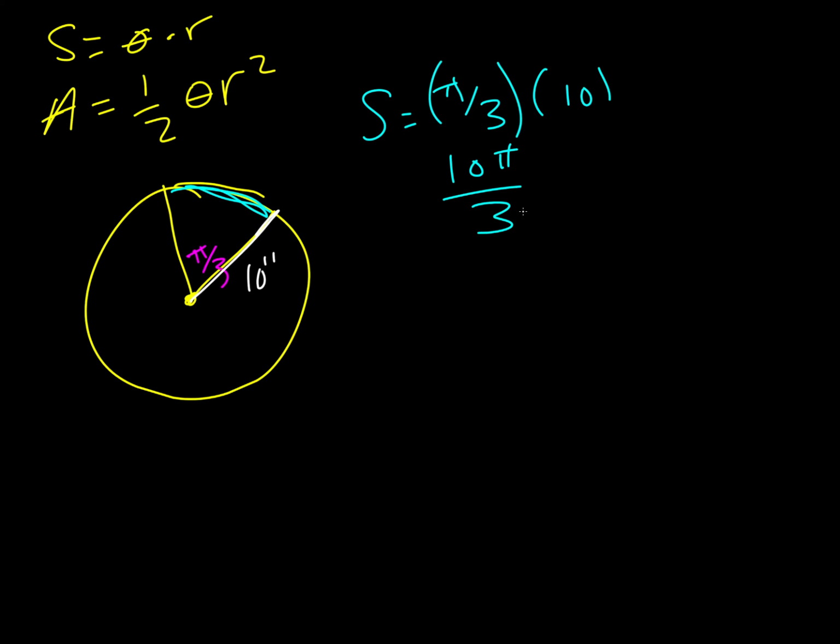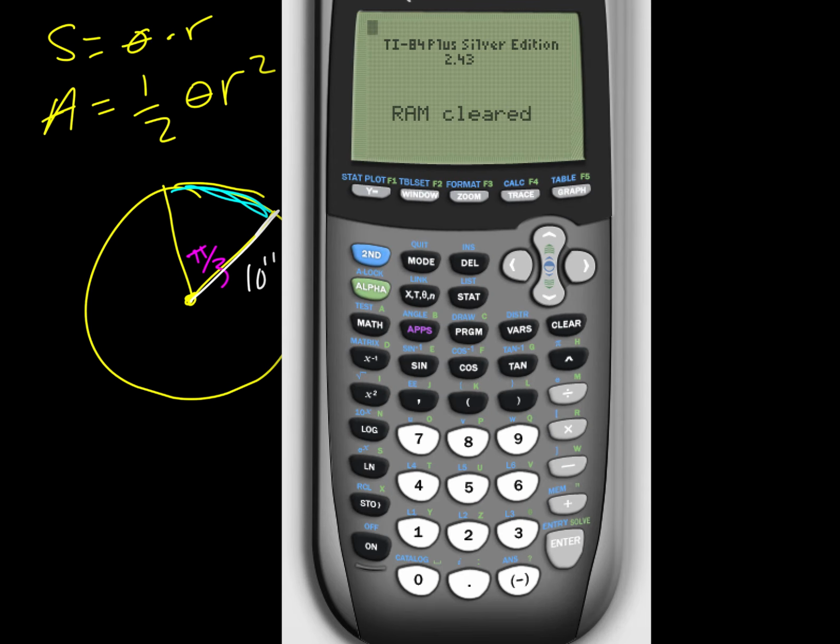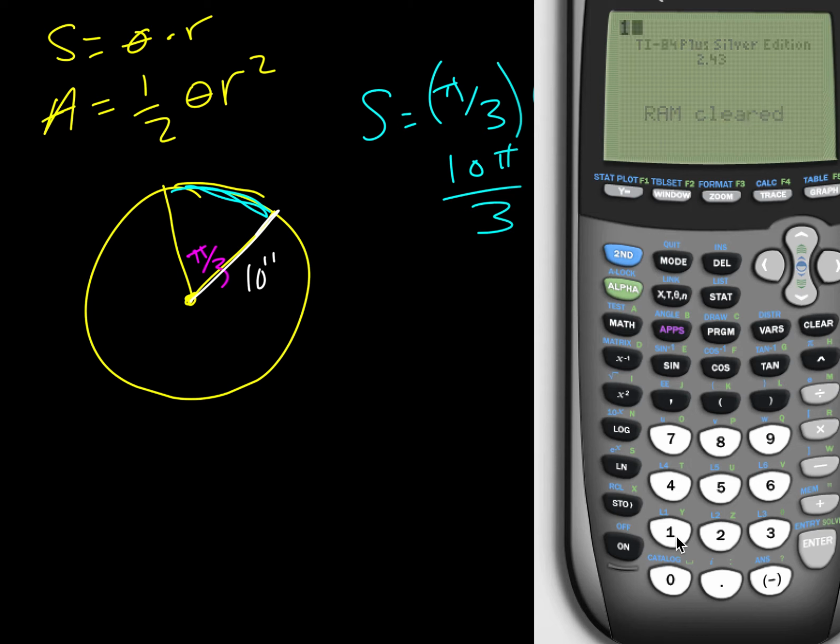And we can leave that as our answer, or if we want to see what that is as a decimal, we can go to our calculator and do 10, where's pi? I don't know why I can't find pi. Where the heck is pi? I'm sure you guys can see it right now, but I can't see it.